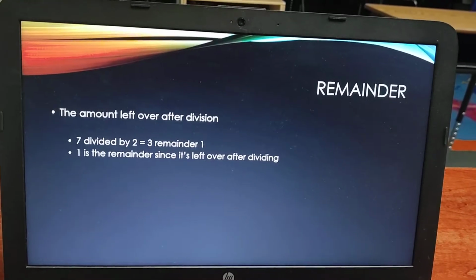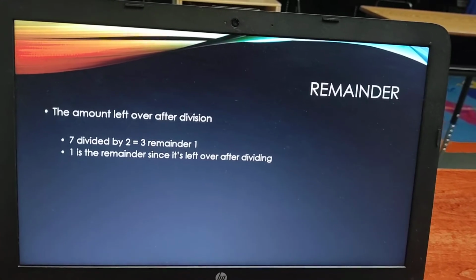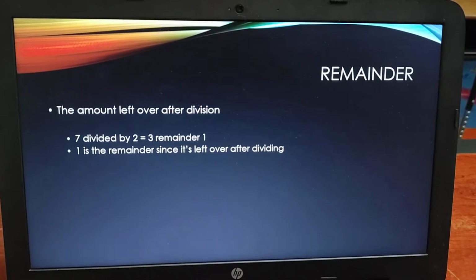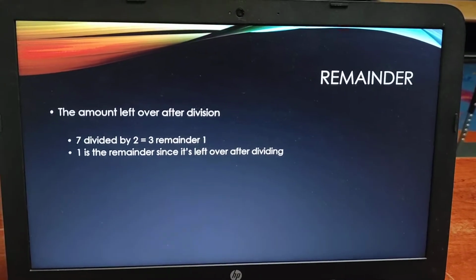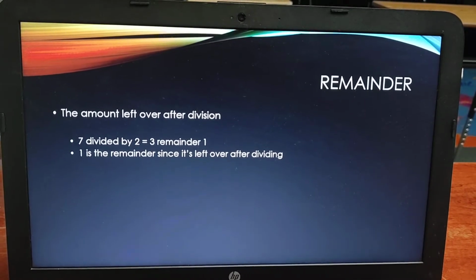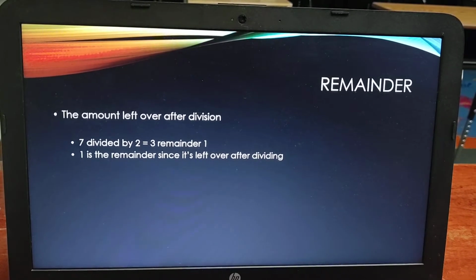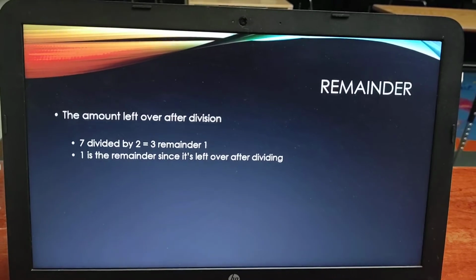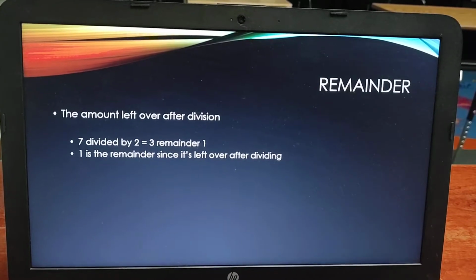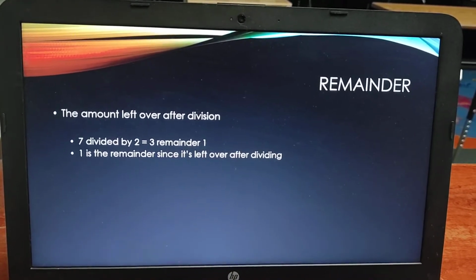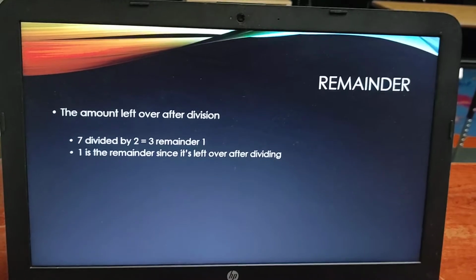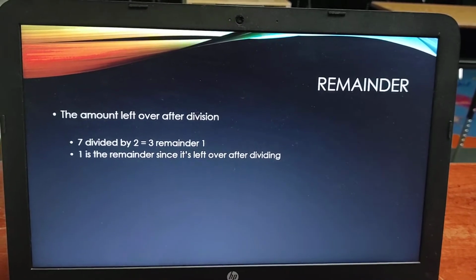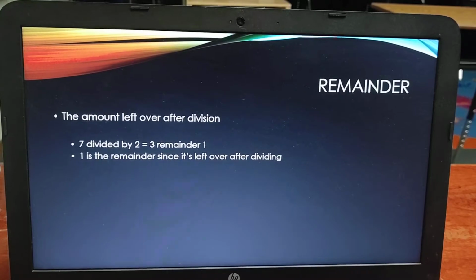Remainder is the amount left over after division. If a number does not go into another number evenly, you will come out with a remainder. So here's an example. 7 divided by 2 equals 3, remainder 1. Since I divided 7 by 2, 2 goes into 7 3 times, but there's 1 left over. So that is the remainder. 1 is the remainder since it's left over after dividing.